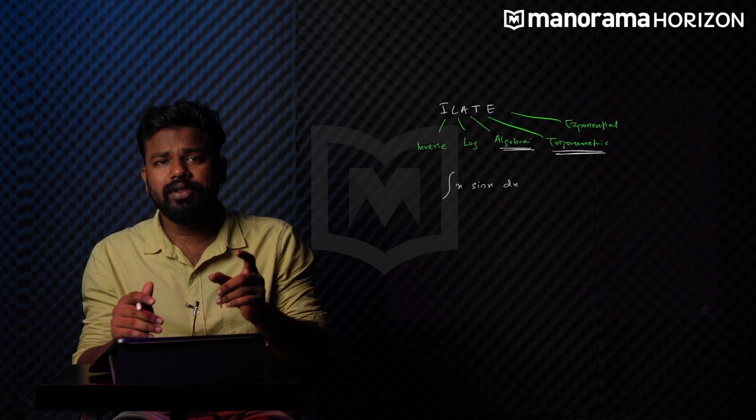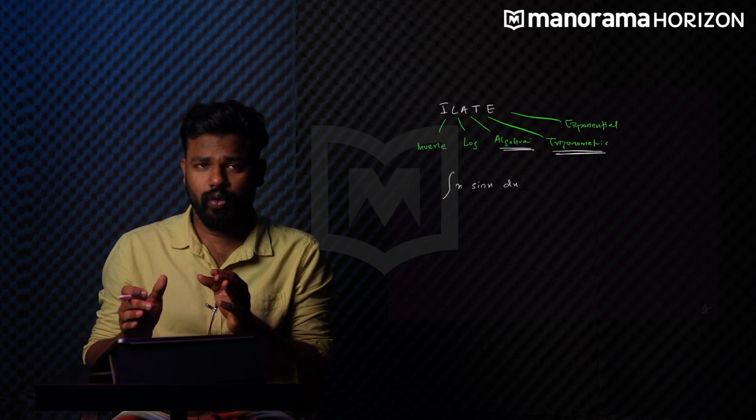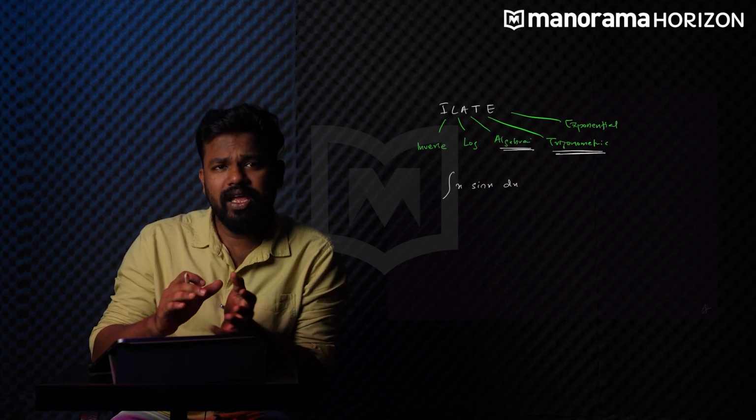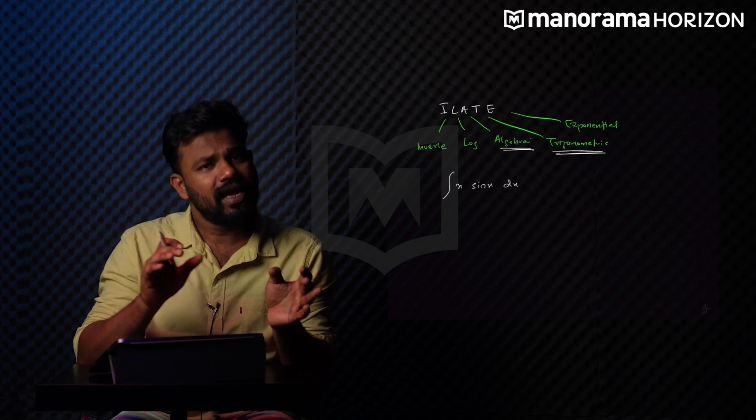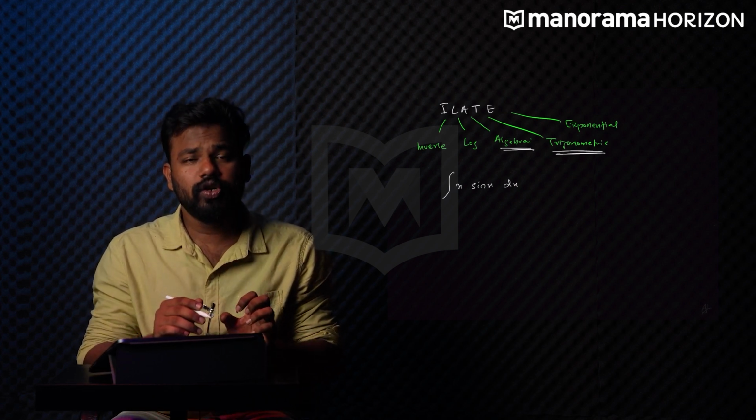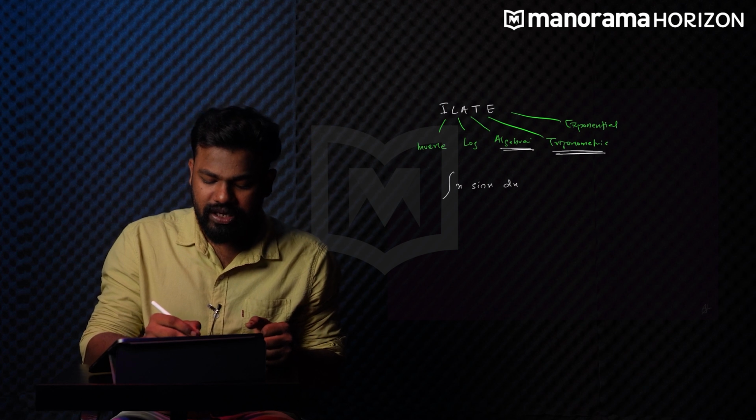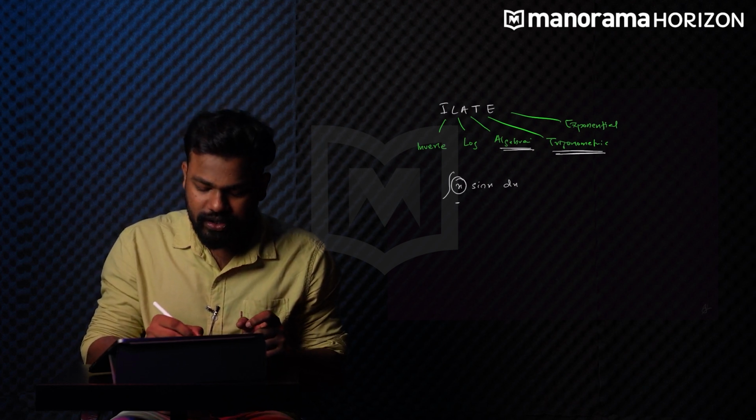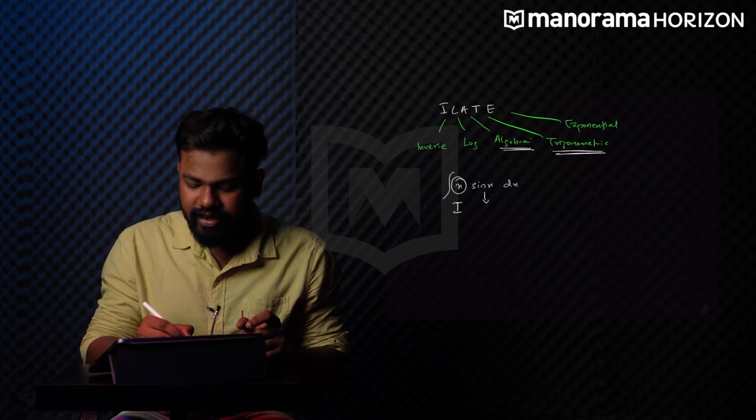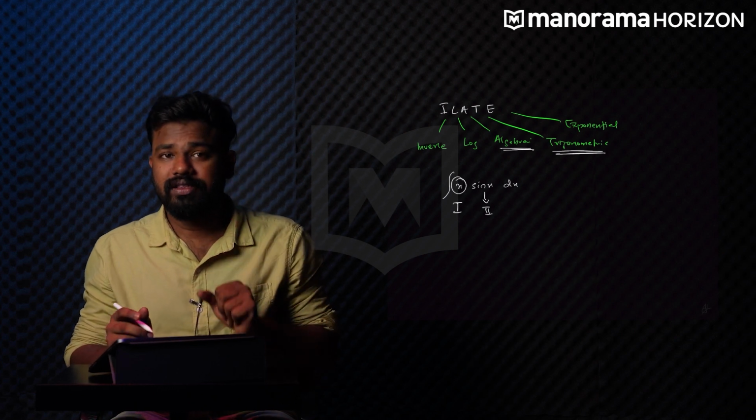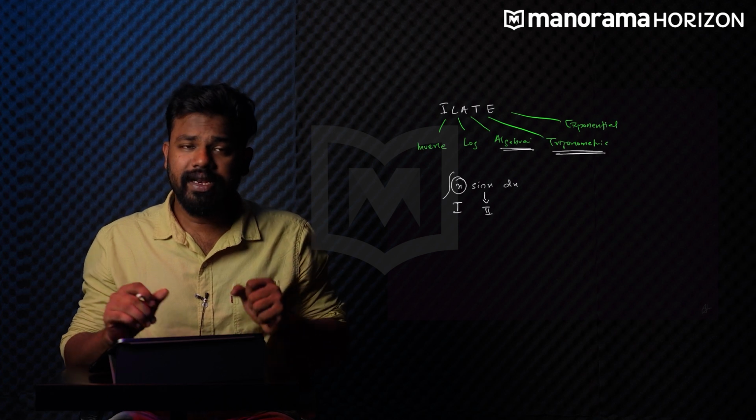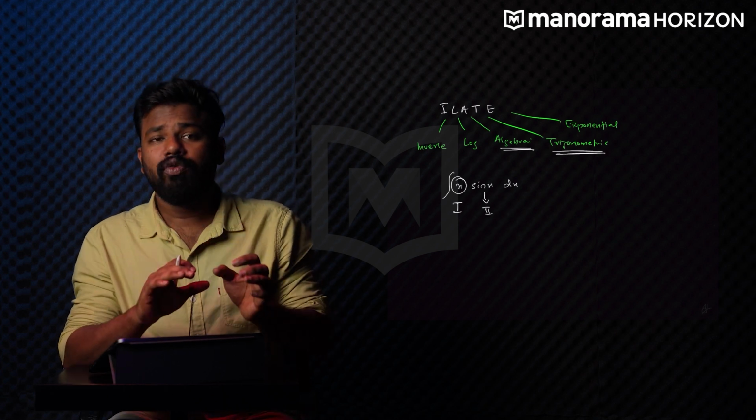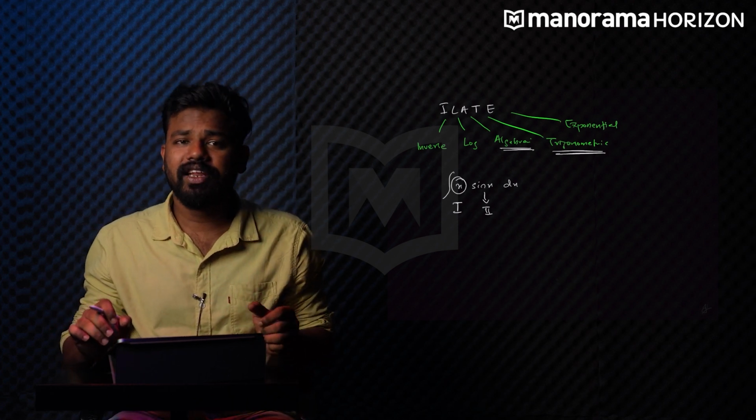So according to the rule ILATE that we follow, which comes first, algebraic or trigonometric? In ILATE, algebraic comes first. So what should be taken as the first function here? x should be taken as the first function. So this is the first function and this is the second function. Understood? This is the rule that we have to follow in cases where you have to choose between the first function and the second function, that is ILATE.